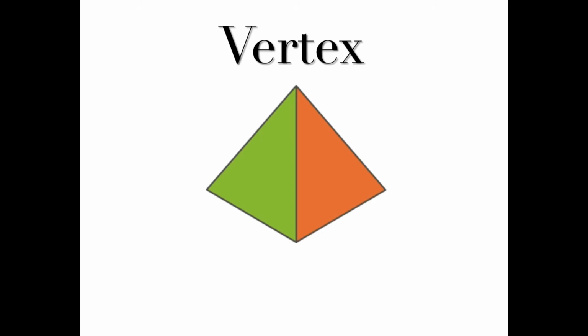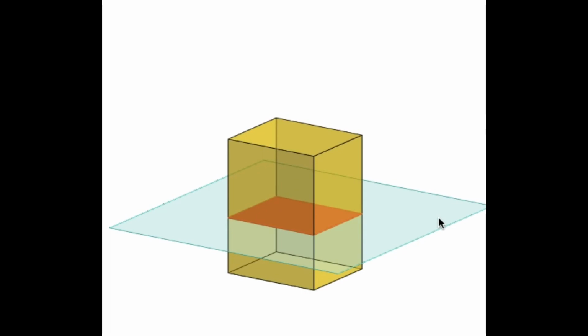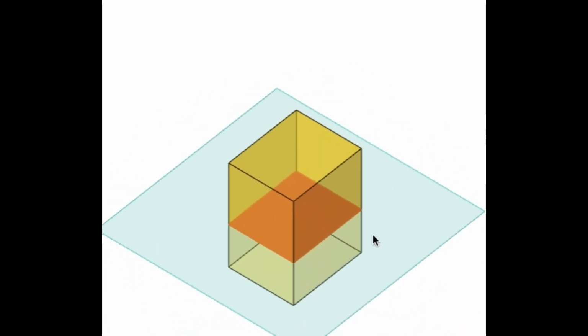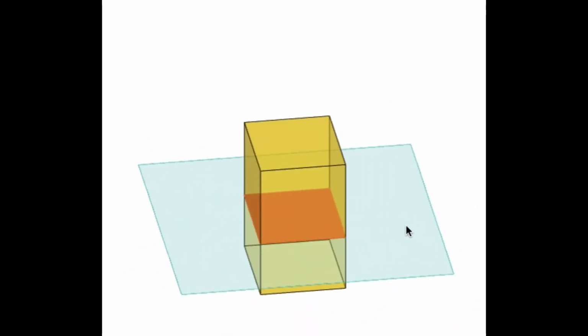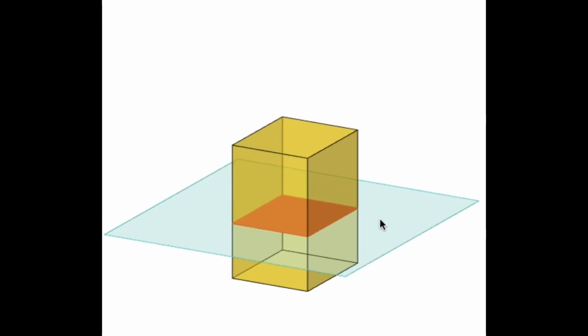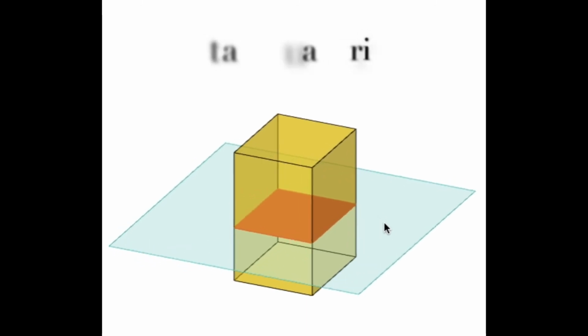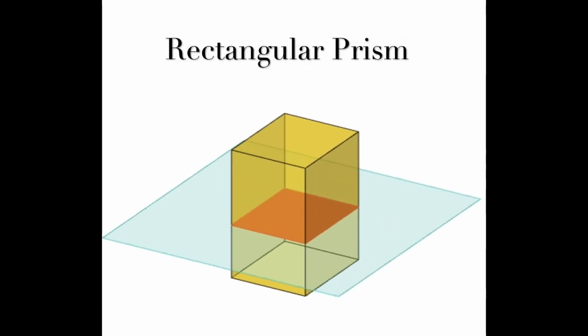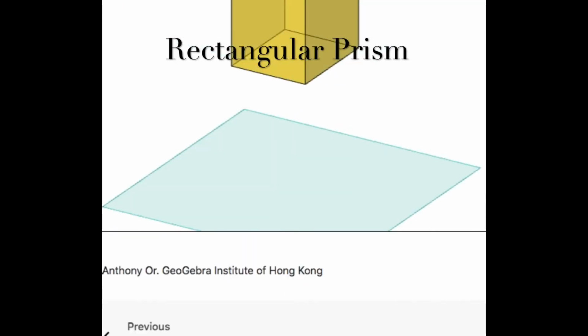In the next part of this lesson, I am going to help you identify the faces, edges, and vertices of a few three-dimensional shapes. To begin with, we're going to look at this shape here, this three-dimensional shape. Now, this shape is called a rectangular prism. It's rectangular because its base is a rectangle.